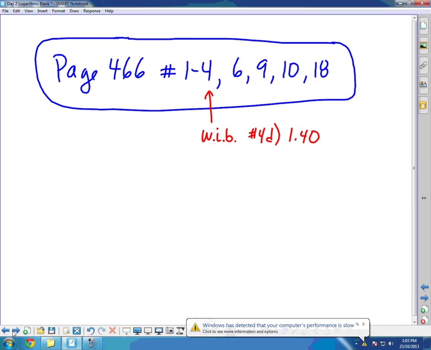So, your work comes out of the textbook on page 466, numbers 1 to 4, 6, 9, 10, and 18. And you'll see that number 4D is wrong on the back. The answer is actually 1.40. Good luck.